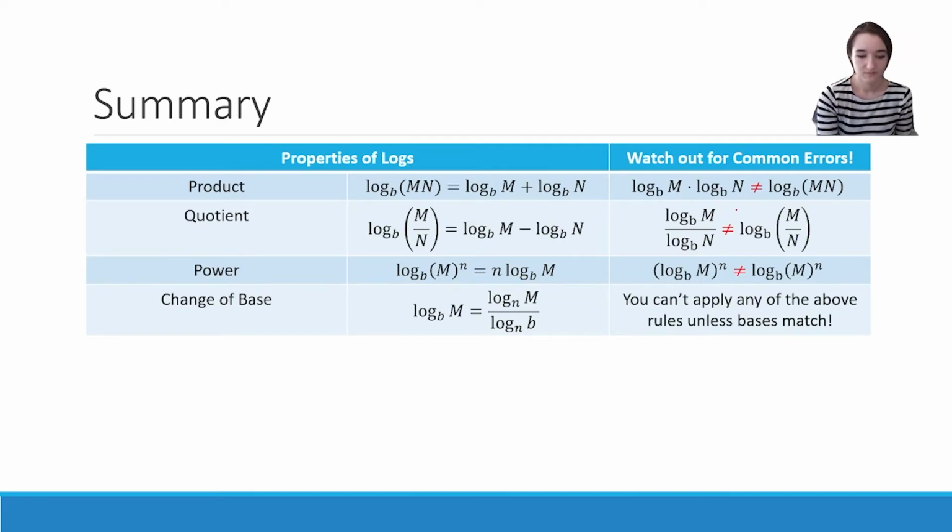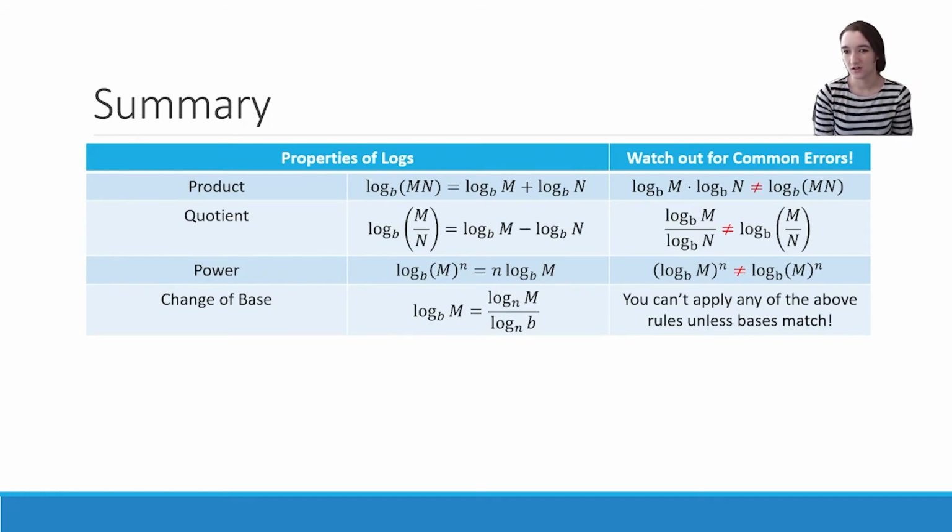The power rule. Make sure the entire inside of your log is being taken to the power of n. And especially make sure that it's the inside and not the log itself. If the log is being taken to the power of n, this doesn't work. So there's a lot of common errors that come up when evaluating these, so just make sure you're really paying attention. Multiplication inside becomes addition outside the log. Division inside becomes subtraction outside the log. Exponentiation inside becomes multiplication outside the log.